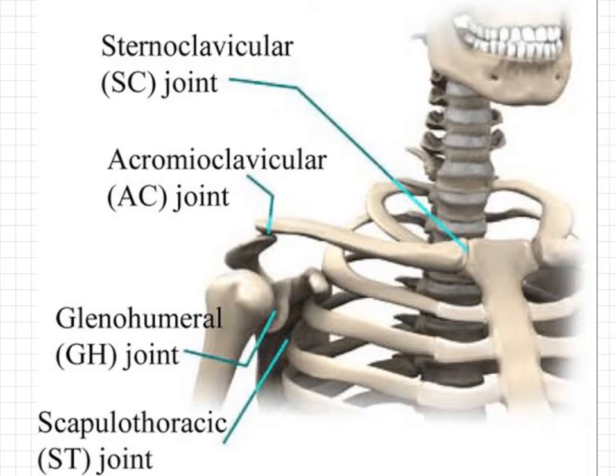Dear students, welcome back. Now we are going to discuss the structural dysfunction of the shoulder complex. As we know, the shoulder complex consists of the sternoclavicular joint, acromioclavicular joint, glenohumeral joint, and the functional joints, the scapulothoracic joint as well as the suprahumeral joint. So these are the joints present in the shoulder complex.